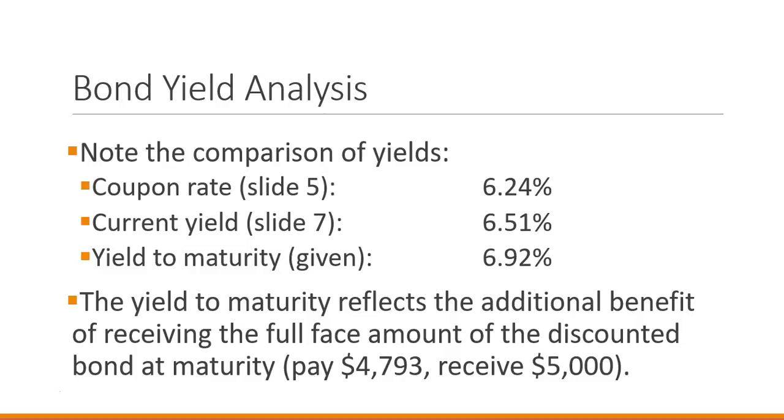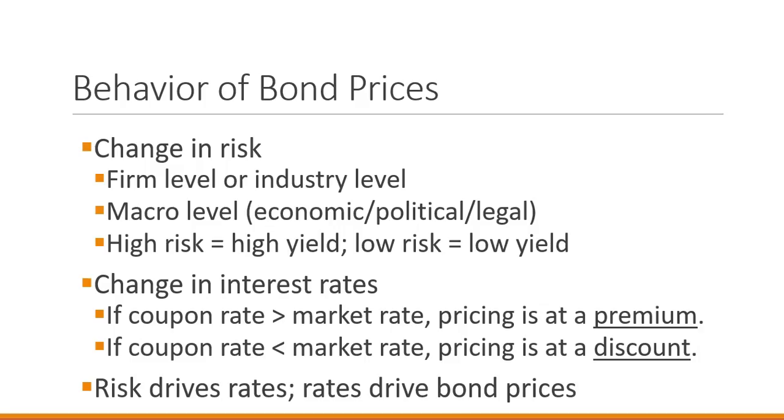of payoff. What's going to happen in the future once this bond comes due is we're going to receive the full face amount of the bond. That is $5,000. We're only paying $4,793 for the bond. So there's going to be an additional sort of bonus to us at the maturity date when we receive back more in proceeds than we originally paid for the bond. That additional bonus is reflected in the yield to maturity, and that is the reason that the yield to maturity is the highest of these three rates.